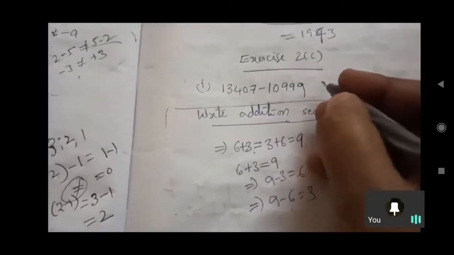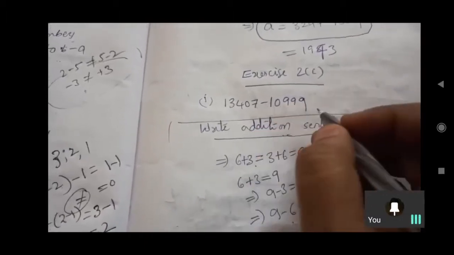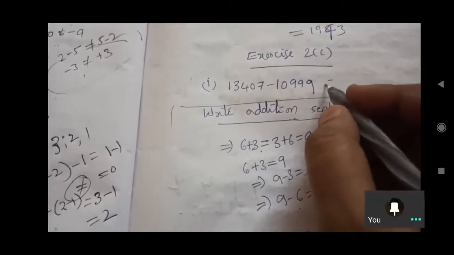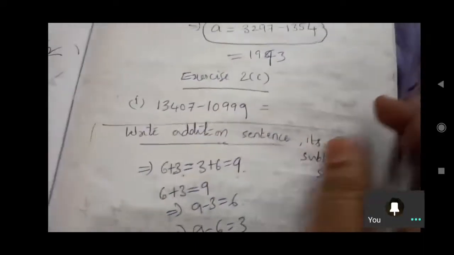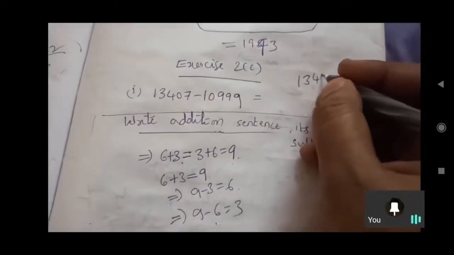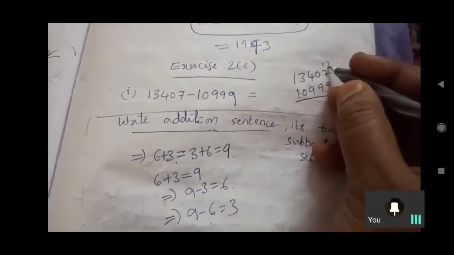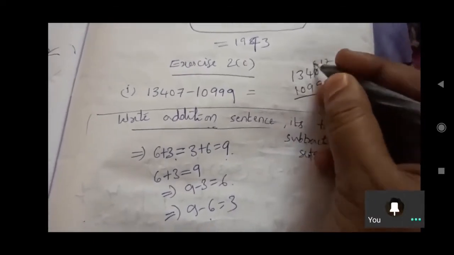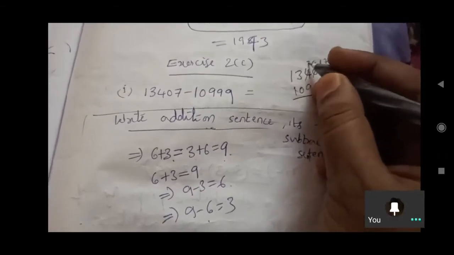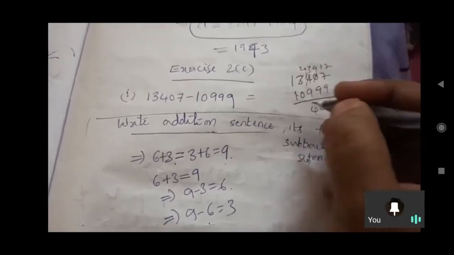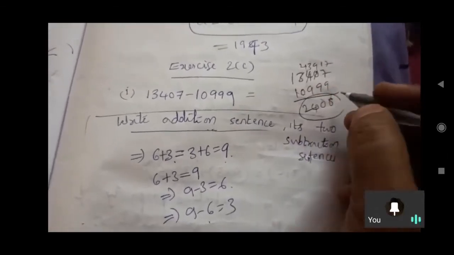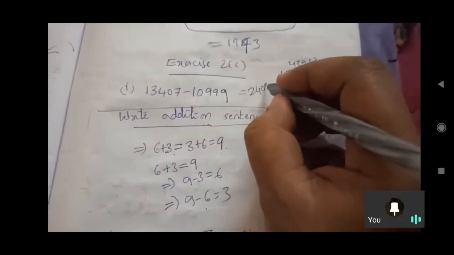And for this, how can we do? Direct subtraction only. No problem. 17 minus 9 is 8. 9 minus 9 is 0. 13 minus 9 is 4. 2 minus 0 is 2. 2408 is the answer.